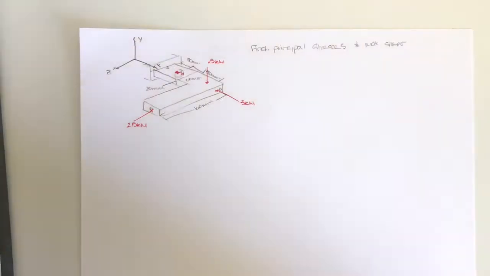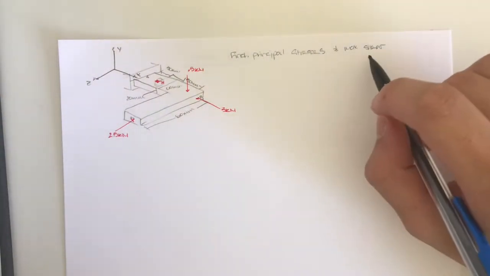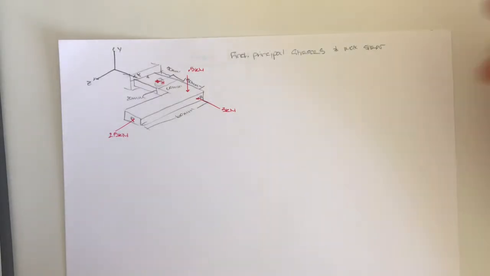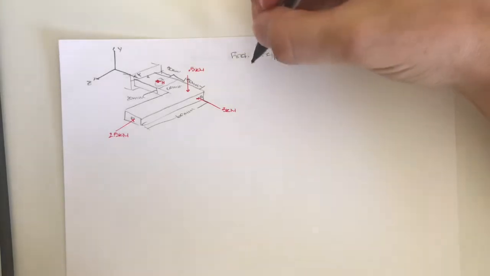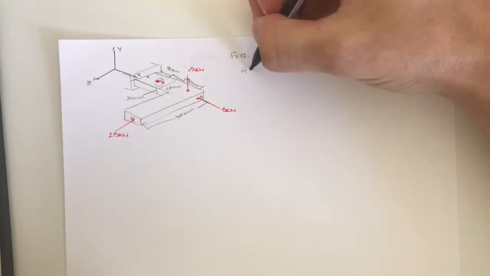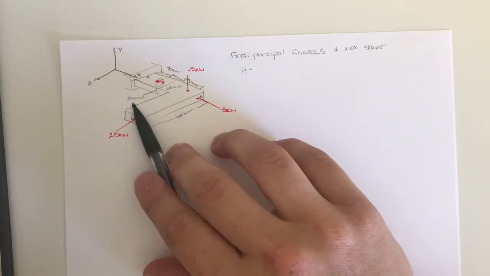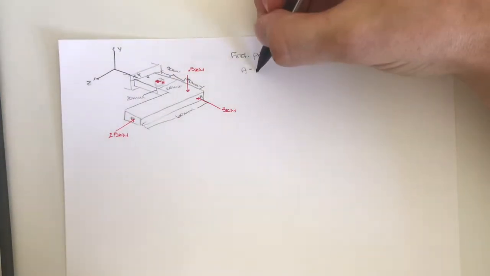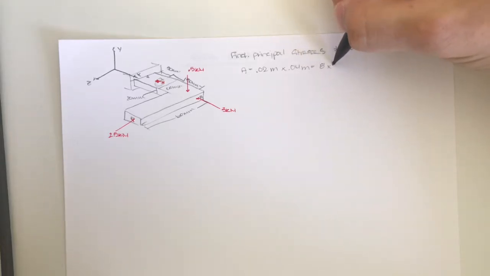point H right here. So we are tasked with finding the principal stresses and the max shear stress at point H. First thing I will do is find the area real quick, which is denoted by 40 millimeters and 20 millimeters. I'm going to change this into meters to make this easier. So 0.02 meters times 0.04 meters is 8 times 10 to the negative fourth meters squared.